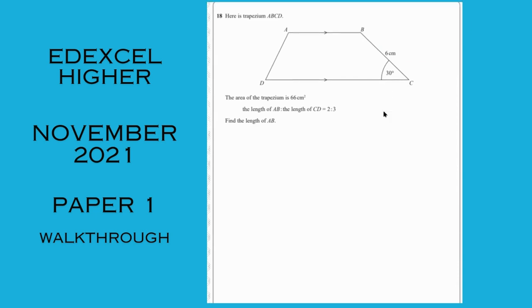Number 18. So we've got a trapezium. We've got a ratio. What have we got? We've got a hidden bit of SOHCAHTOA. Because in a trapezium, we like to have its height. It's a non-calc paper, so they've given us 30 degrees because, yeah, sine 30 is a half. So it's got to use SOHCAHTOA.